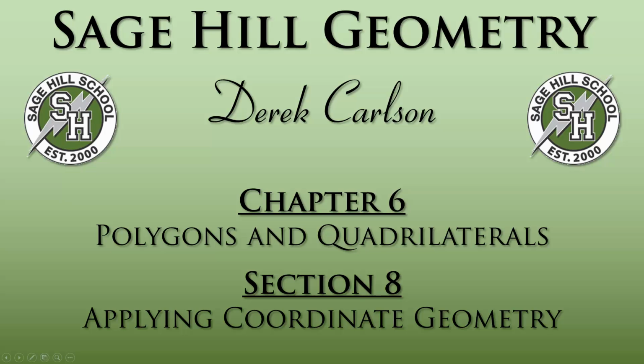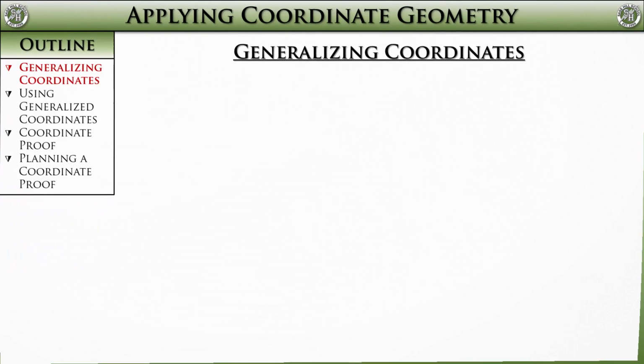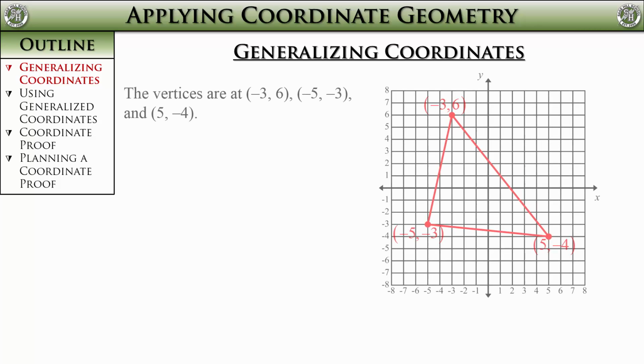This section is all about getting you ready for the coordinate proofs that happen next section. I know you're excited. To prepare you for these proofs, you need to get used to generalized coordinates. Up until now, you have mostly dealt with definite coordinates. In this picture here, we know the vertices of our triangle are at (-3, 6), (-5, -3), and (5, -4). We know the exact numbers of the coordinates. However, we are now going to transition to generalized coordinates, where we don't know the exact numbers.